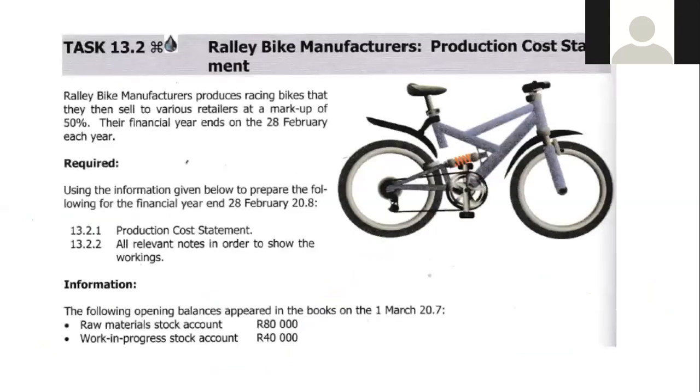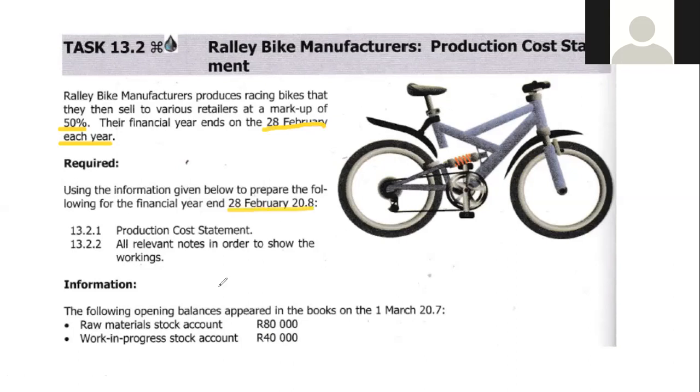They gave you that a bike manufacturer produces racing bikes that they sell to various retailers at a markup of 50%. I will highlight that because it's very important. For now, we know that the markup will be 50%. And they also tell you that the financial year end is the 28th of February each year. And they said, using the information given below, prepare the following for the financial year end 28th February 20.8.